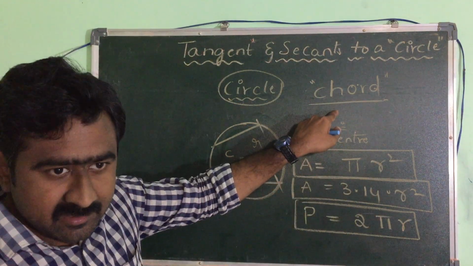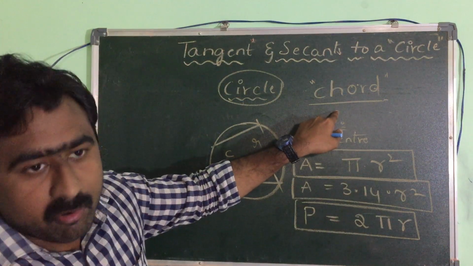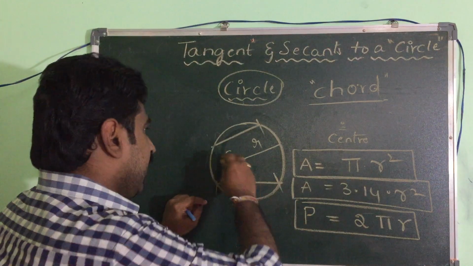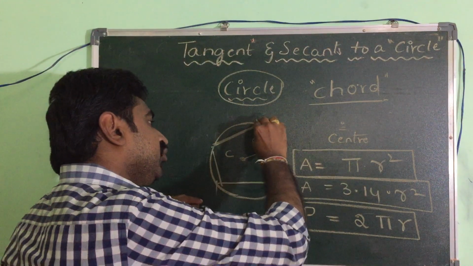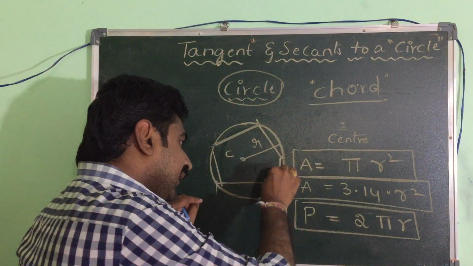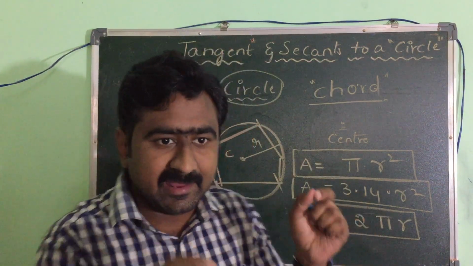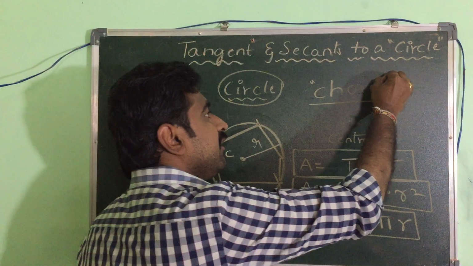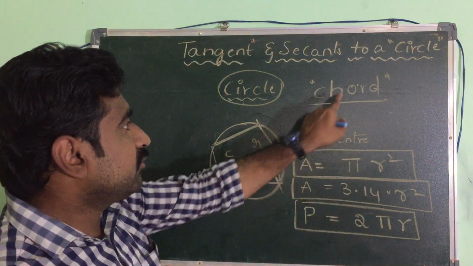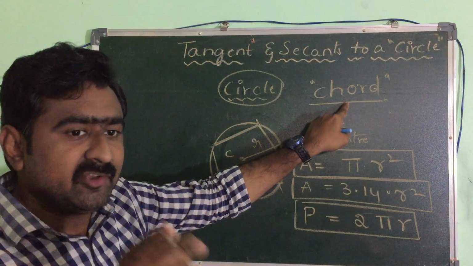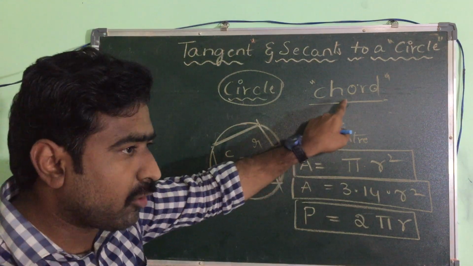Chord is nothing but a line segment joining any 2 points. అది ఇక్కడైనా అవ్వచ్చు, ఇక్కడైనా అవ్వచ్చు, లేదా ఎక్కడైనా అవ్వచ్చు, but the condition should be it should join any 2 points on the circle is called chord. Got it or not? So what is the meaning of chord is nothing but a line segment joining any 2 points on the circle is called as chord.